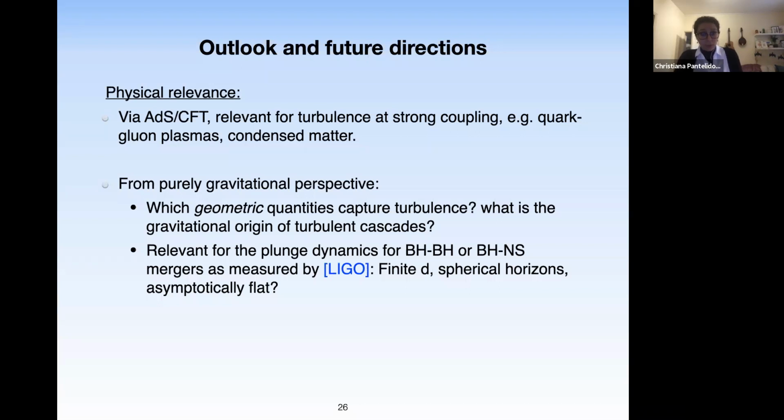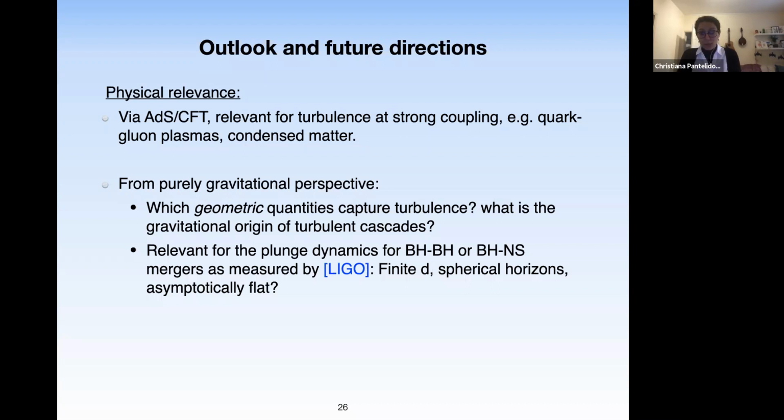So here, when discussing the gravitational impact of this computation, there are two ways to proceed. One is just to ask questions like, what geometric quantities actually capture turbulence? What's the gravitational origin of the turbulent cascades? What's the difference when you go from 2+1 to 3+1 dimensional turbulence from the gravity perspective? What are the similarities with Aretakis instabilities? And there is a whole story there.